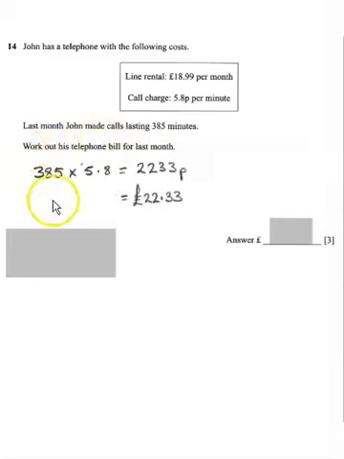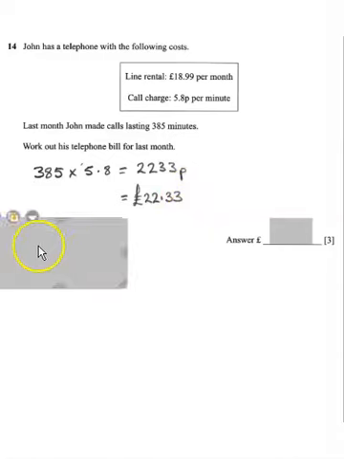So the first thing that we do is we do 385 times 5.8 pence per minute. This gives you the cost of the calls that he made. So if we multiply that, we get 2,233 pence. Now we have to change that to pounds, and when we change that to pounds, we divide by 100.